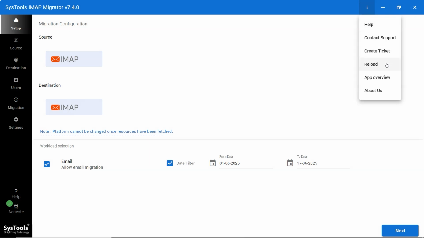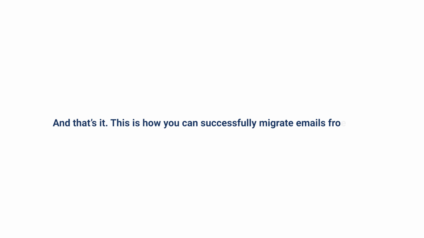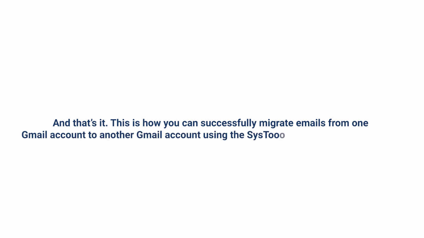There's also a Reload button to refresh the interface, an app overview to understand how the software works, and an About Us section that gives you links to the software, FAQs, blog, support, and copyright info. And that's it. This is how you can successfully migrate emails from one Gmail account to another Gmail account using the SysTools IMAP Migrator software.